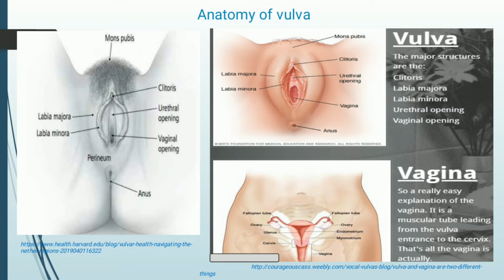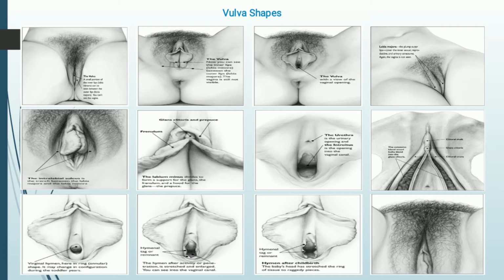So again, this is a pictorial representation. This is the female reproductive tract. Here you can see the fibromuscular canal, that is vagina, and the references of these pictures are given below, so you can go for it. In this slide, you can see different shapes of vulva. So I am giving an overview, and all the shapes are taken from the book V Guide. So all the references are from that book.